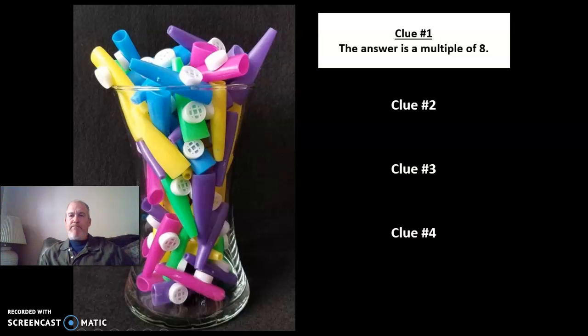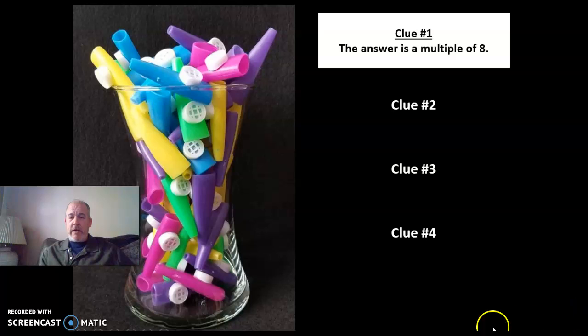Clue number one. The answer is a multiple of 8. So like the last couple days, if you skip count by 8s, any number that you hit is a multiple. So 8, 16, 24, 32, on and on. Now 63 that I guessed is not a multiple of 8, but it is real close to one. It's just one away from 64, which is 8 times 8, or 8 groups of 8.